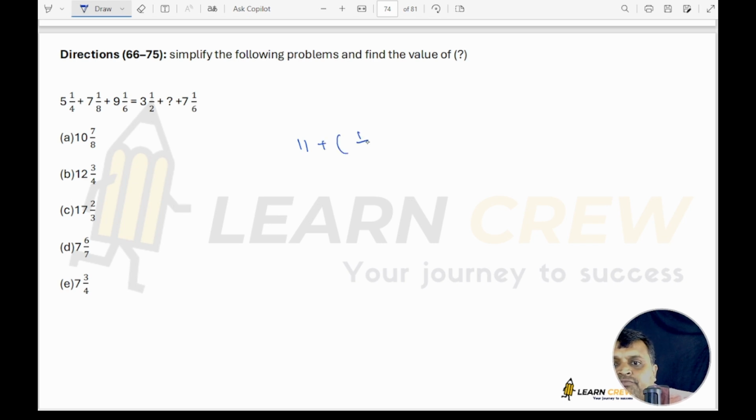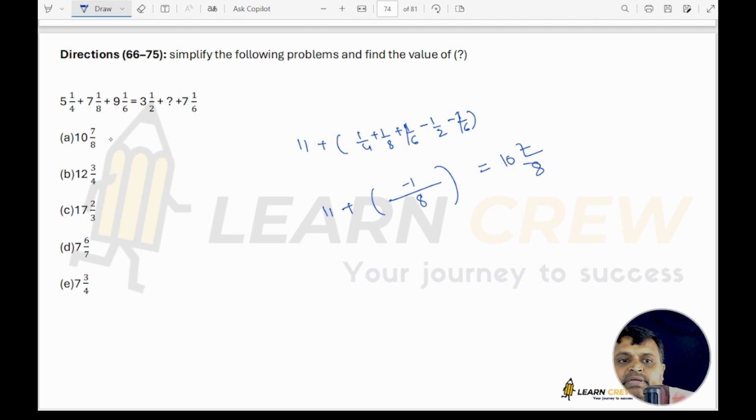Plus 1 by 4 plus 1 by 8 plus 1 by 6 minus 1 by 2 minus 1 by 6. 1 by 6 and 1 by 6 cancel. Now how much do you get? 1 by 4 plus 1 by 8, the LCM is 8. 2 plus 4 is 6, 6 minus 5 is minus 1. So 11 minus 1 by 8 is 10 7 by 8. 10 7 by 8 is the answer. So option A is correct.